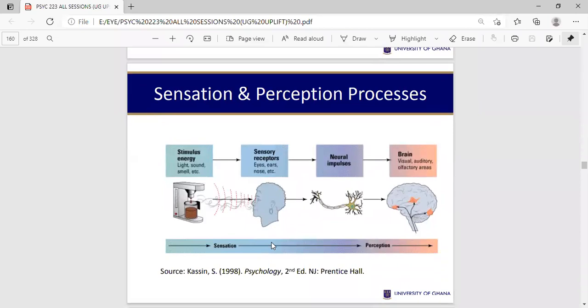So in most situations, there's a diagram of how sensation and perception is processed. The information is within the environment: light rays, or sound, or smell. If it is light rays, then the eyes will be the one to pick the information, process it, and then it is moved to the brain to be interpreted. And the same thing applies to the other stimulus energy.